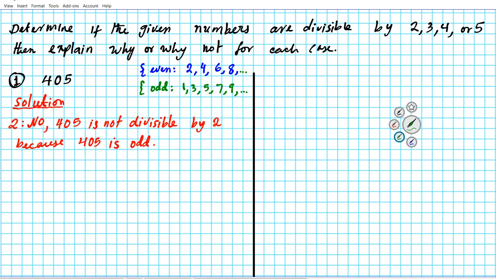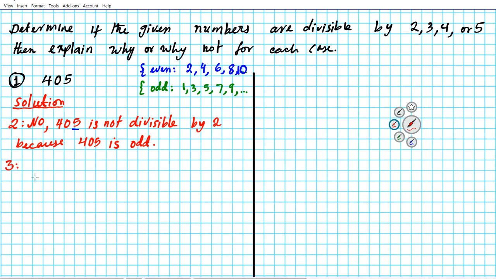In order to determine if a multi-digit number is odd or even, just look at the last digit. For example, 405, the last digit is 5, that will automatically determine if 405 is odd or even. If any number ends in 1, 3, 5, 7, 9, it's automatically odd. If any number ends in 2, 4, 6, 8, or 0, it's even. So this is odd, so it's not divisible by 2 because it's odd and not even.